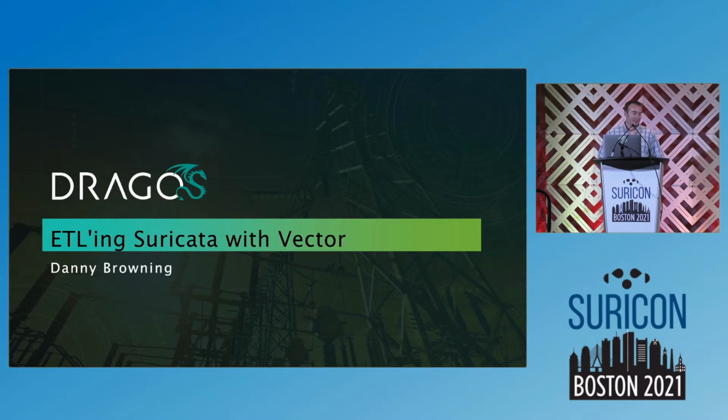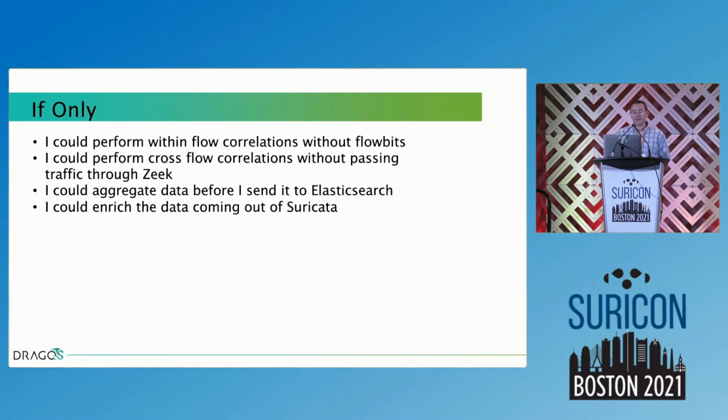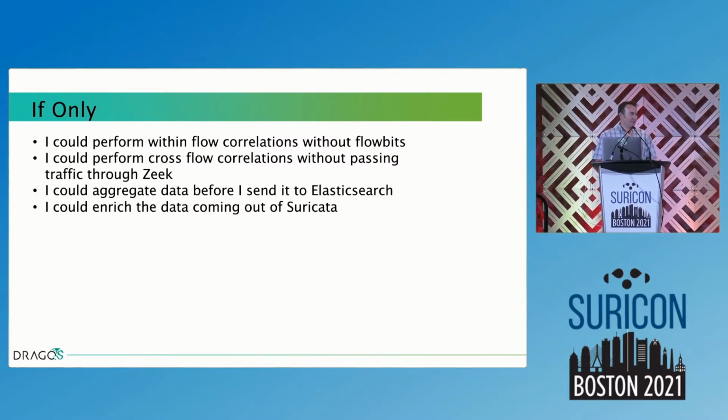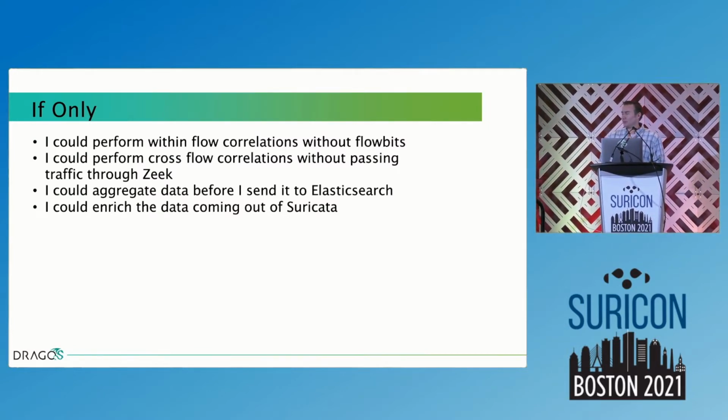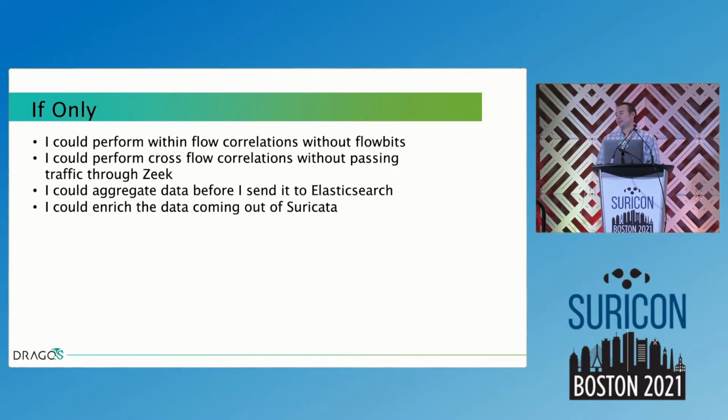Gonna do some pseudo ETLing of Suricata with a tool called Vector. This comes from a couple of questions, problems I've heard people mention a few times, like how can I perform flow correlations without flowbits? Or it would be really nice if I could combine stuff across flows without having to feed all my traffic to Zeek. Or maybe I just want to combine my stuff before I send it to Elasticsearch or some other thing. I'm not streaming individual events to each of those. Or also just enriching the data that is coming out of Suricata.